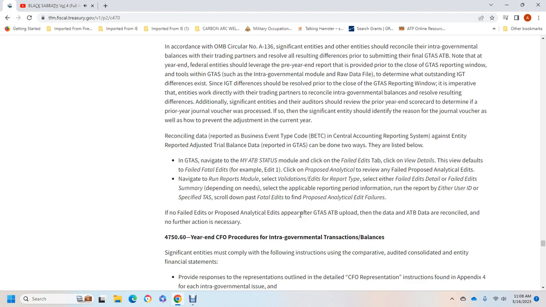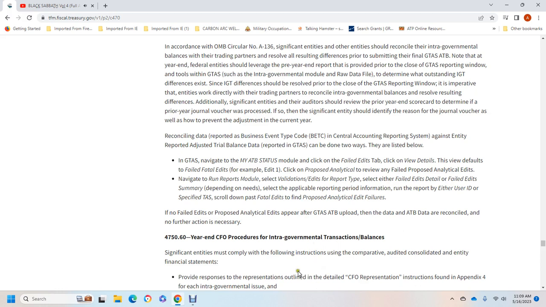Navigate to the Run Report module for the validation edits. For the report type, select Detailed Fail Edit and Summary, and select the applicable reporting period information for the report, either as user ID or specified Treasury Account Symbol. Scroll down to Fatal Edits to find proposed analytical edit failures. If no failed edits of the proposed analytical edits appear with the Government-wide Treasury Account Symbol, the adjusted trial balance upload data is reconciled and no further action is necessary.